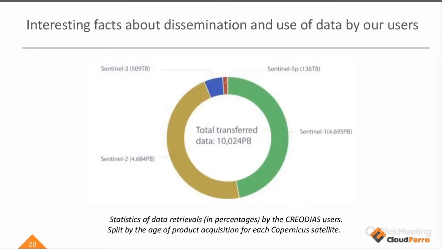time. And the other statistic is showing the total transferred of the data sets from the last 3 months. Also showing here Sentinel-1, 2, 3 and 5 Sentinel satellites. So the total transfer of the datasets from the last 3 months was over 10 petabytes of the datasets. So we see that those datasets are really used.